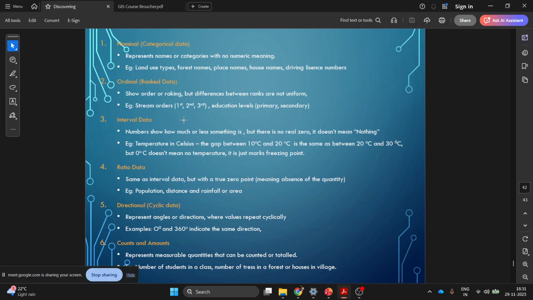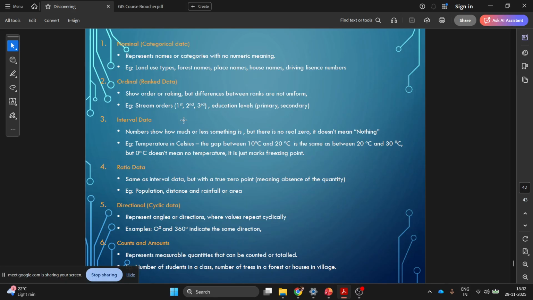Coming to ratio data, it is the same as interval data but with a true zero point. In interval data there is no true zero point, but in ratio data there is a true zero point, meaning absence of a quantity. For example, population might be zero in a particular place, distance might be zero, rainfall might be zero, and area. This is called ratio data. The fifth one is directional or cyclic data. It represents angles or directions where values repeat cyclically. For example, 0 degrees and 360 degrees indicate the same direction, but again, it is cyclic data.